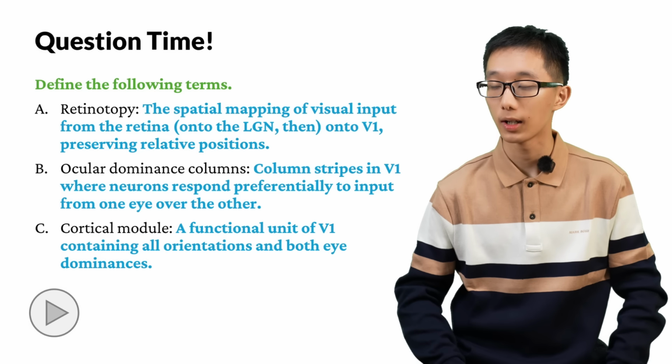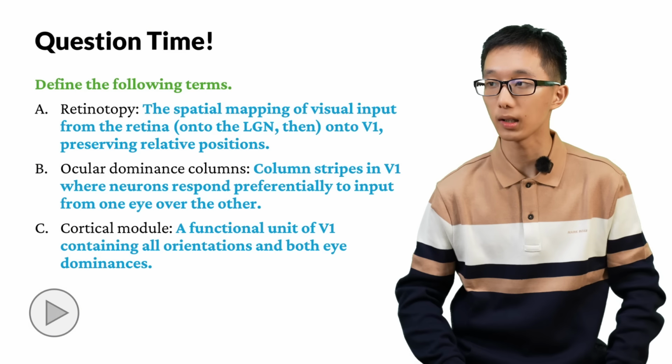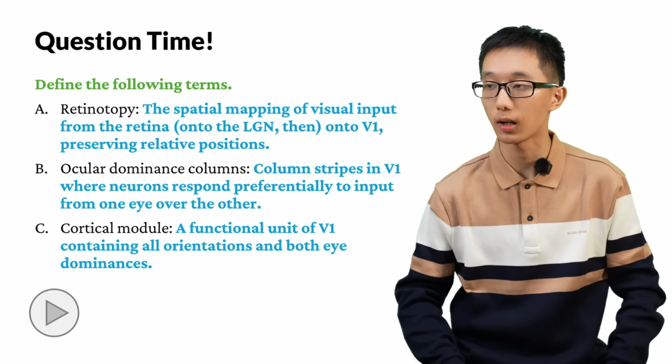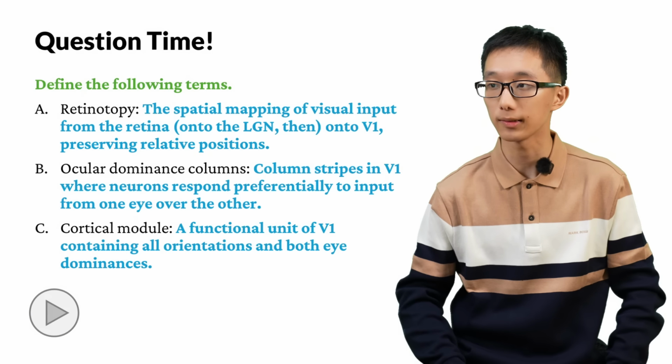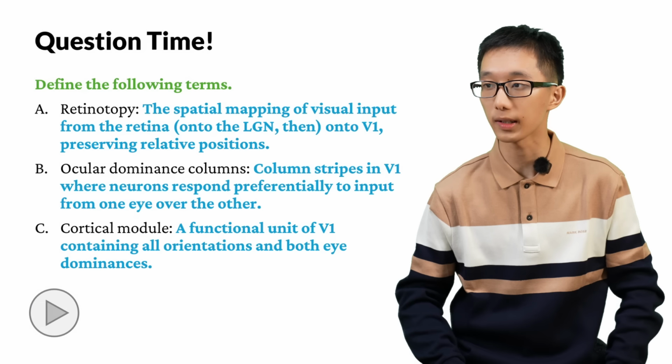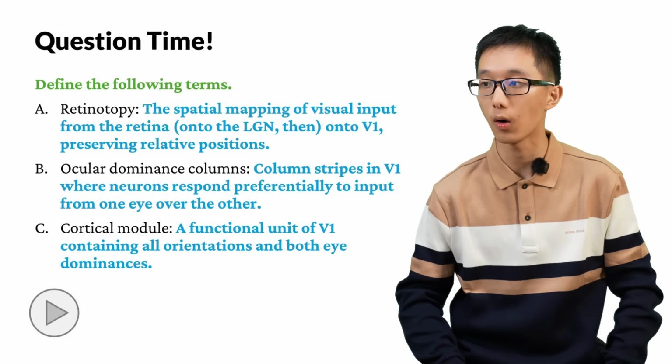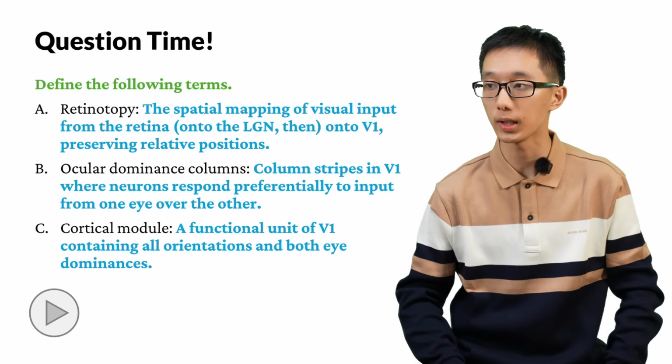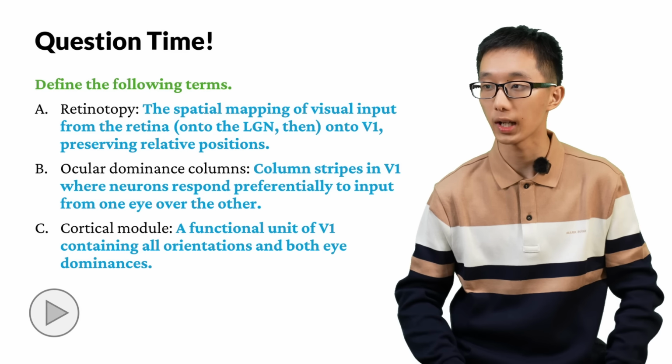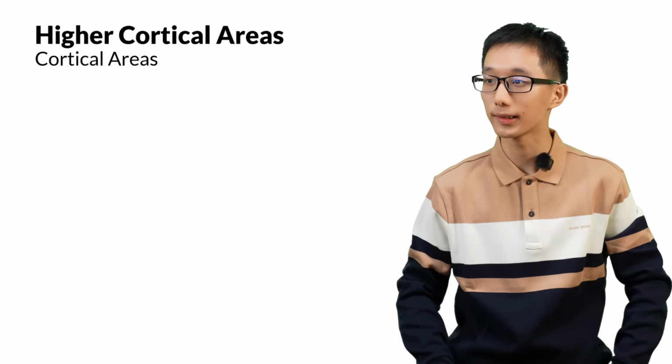Here are the answers. A. Retinotopy means the spatial mapping of visual input from the retina onto the LGN, then onto V1, preserving relative positions. B. Ocular dominance columns means column stripes in V1 where neurons respond preferentially to input from one eye over the other. And C. Cortical module means a functional unit of V1 containing all orientations and both eye dominances, as well as some blob areas.